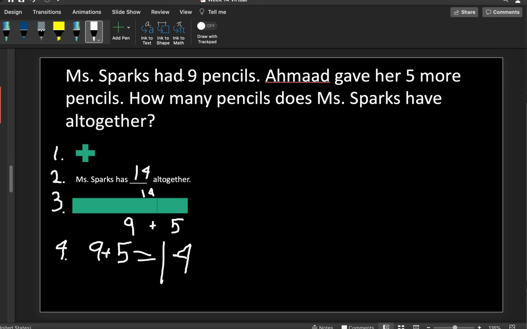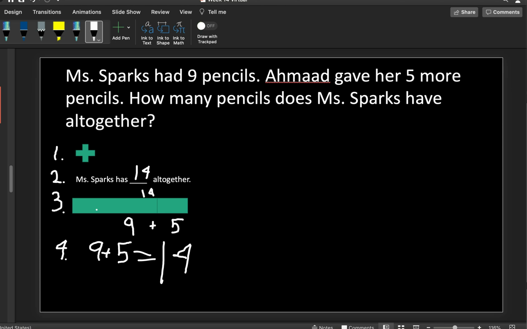So we have our operation, meaning addition or subtraction, and we knew that it was addition because Ahmad gave me 5 more. He gave me 5 more, so I have more. Then we have our sentence stem, which is just for restating, saying our question, but putting it in a sentence. So how many pencils does Miss Sparks have? Miss Sparks has blank altogether.